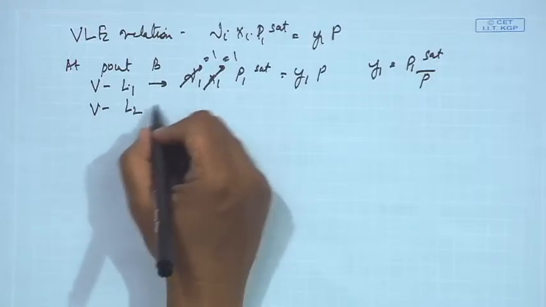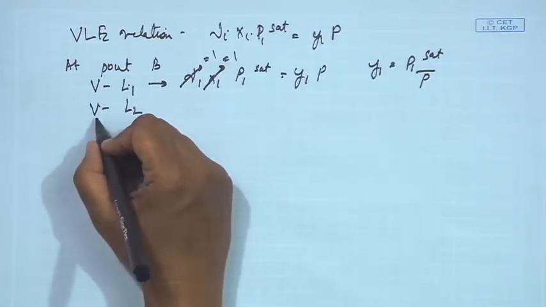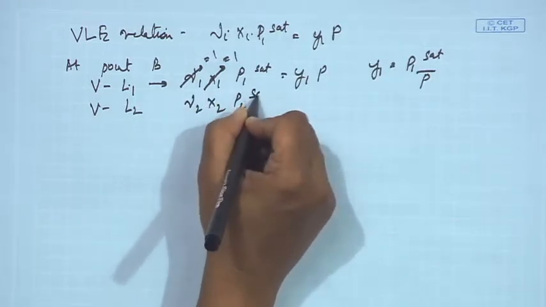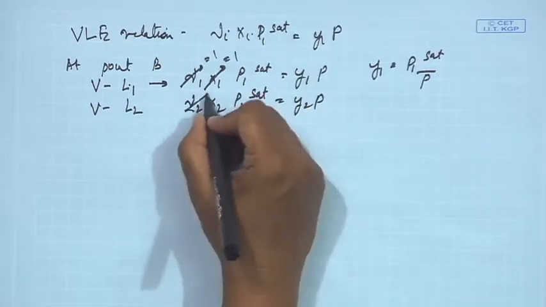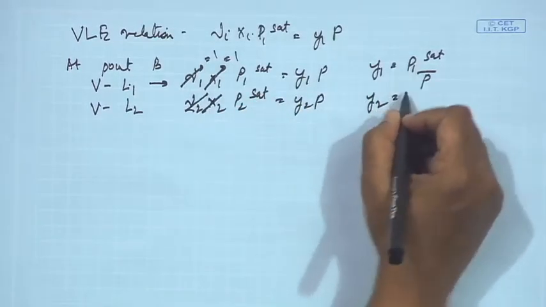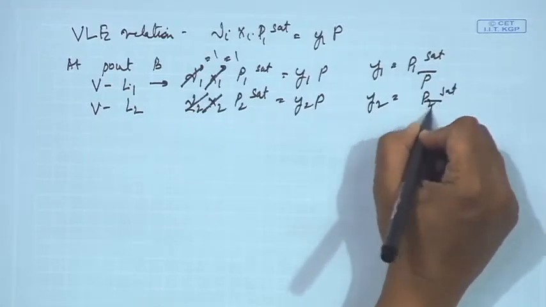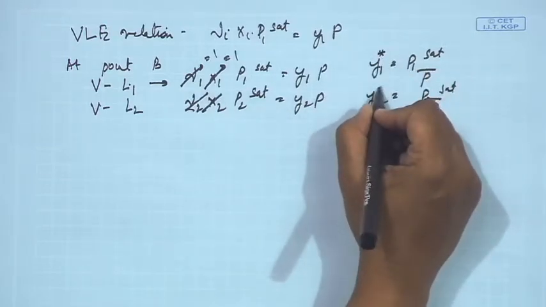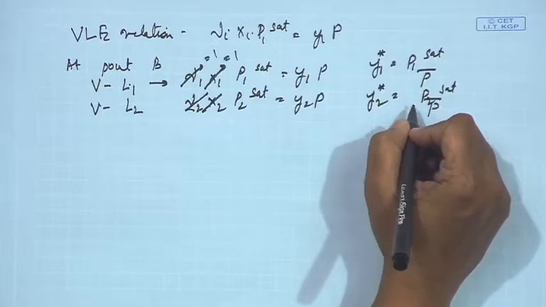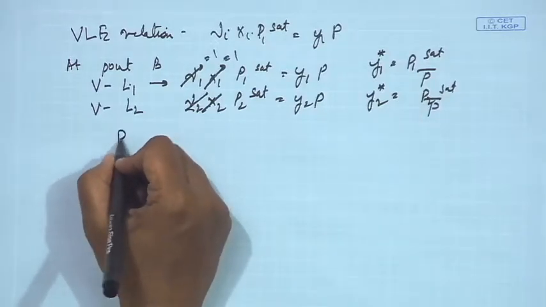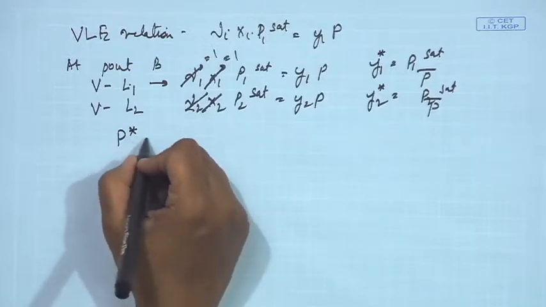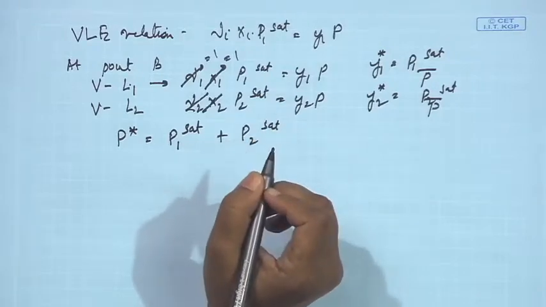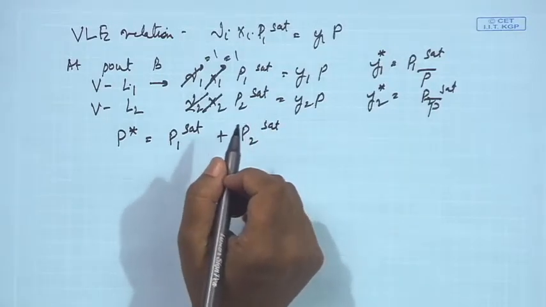Similarly, at point B, the equilibrium relationship governing the equilibrium of vapor and liquid L2 is again going to be the same relationship with the same considerations, which gives y2 is going to be p2 saturated by p. And therefore, once we know the y1 star and y2 star at the 3 phase equilibrium temperature, we should be able to find out the p star under this condition, which is nothing but equal to p1 saturated plus p2 saturated.